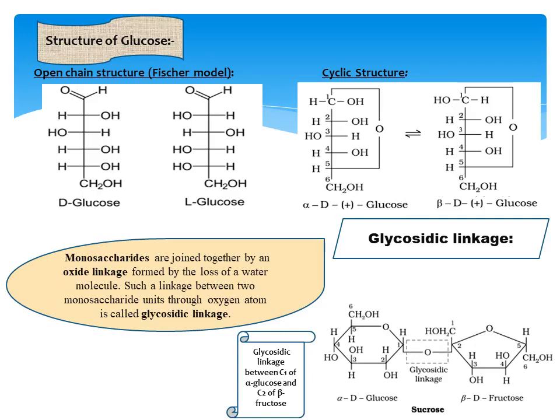The two monosaccharides, glucose and fructose, are held by a glycosidic linkage between the first carbon of glucose and the second carbon of fructose. That is, the link between the two is achieved when the first carbon is linked to the second carbon of fructose. Since the reducing groups of glucose and fructose are involved in glycosidic bond formation, sucrose is a non-reducing sugar.